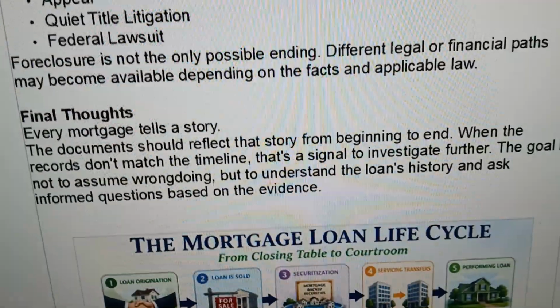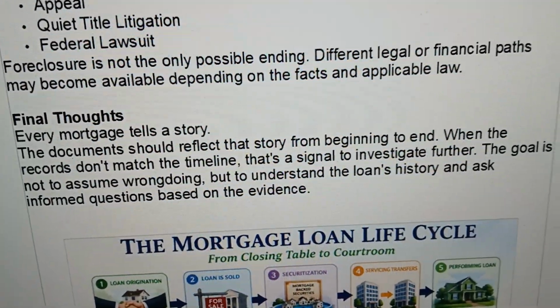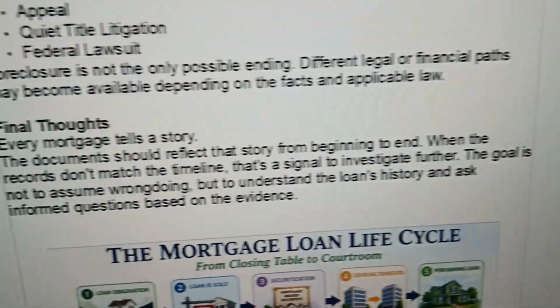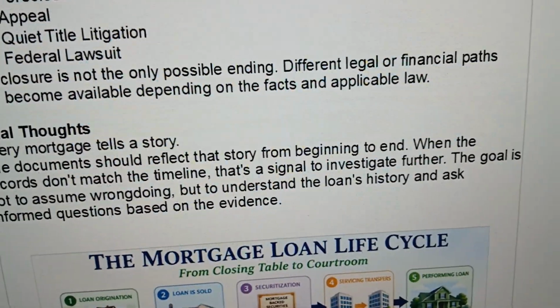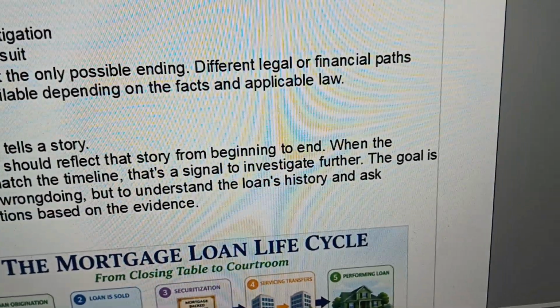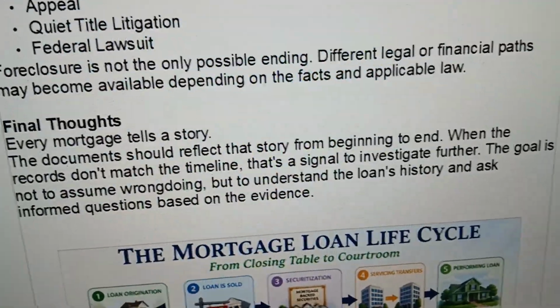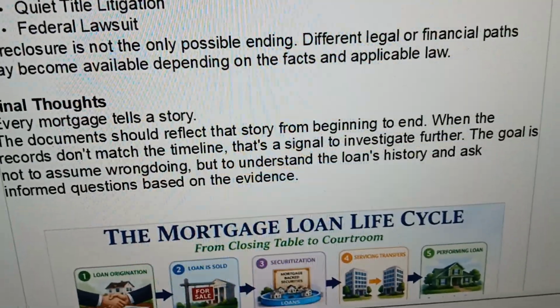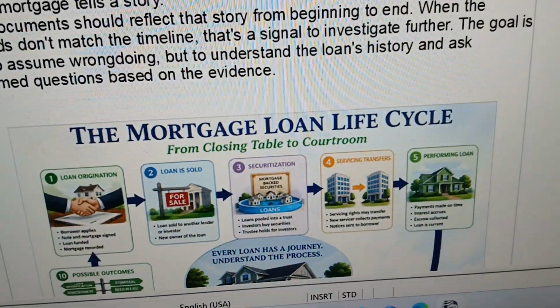So our final thoughts today, guys. Every mortgage tells a story. The documents should reflect that story from beginning to end, and when the records don't match the timeline, that's a signal to investigate further. The goal is not to assume wrongdoing, but to understand the loan's history and to ask informed questions based on the evidence.